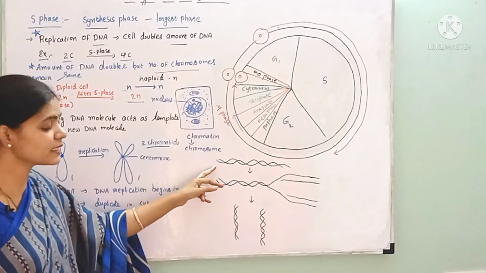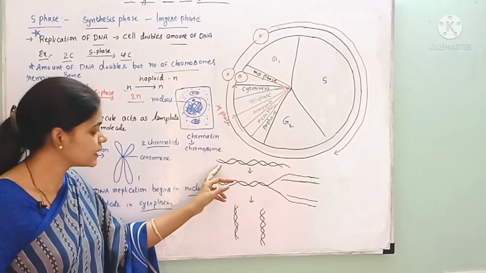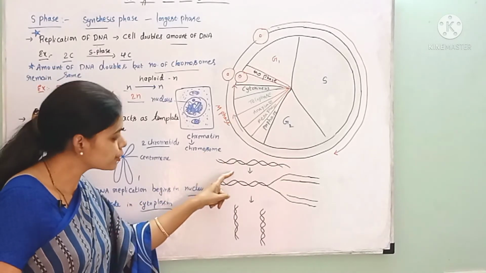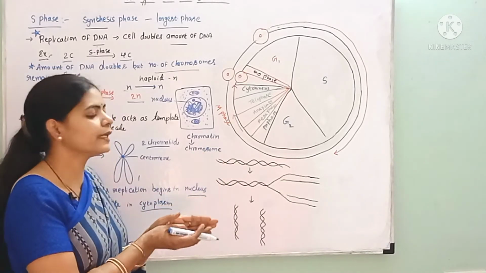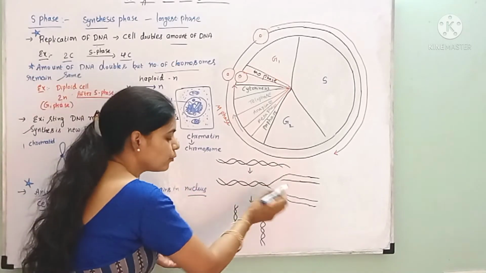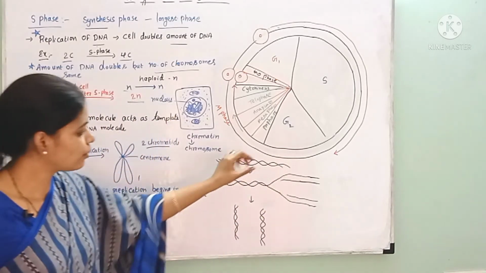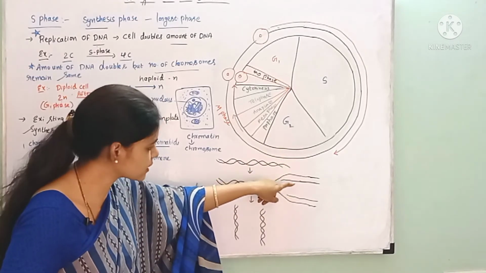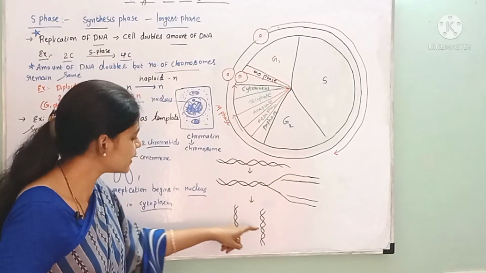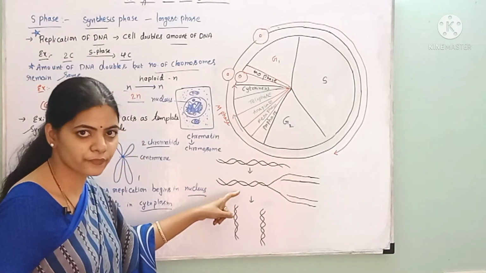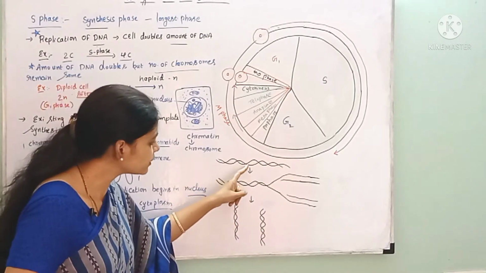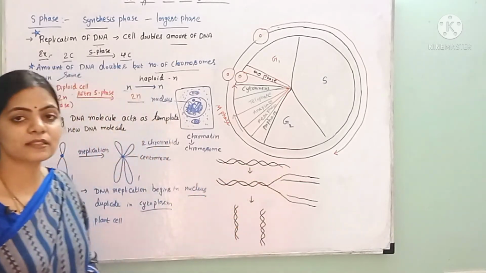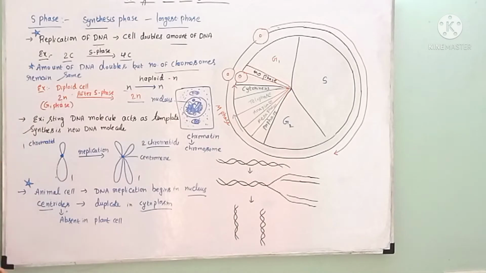Here, this is the existing DNA. The DNA is a double helical structure. It has two strands. During replication, the DNA gets opened and each strand acts as a template. Each strand synthesizes a new DNA molecule. This is a new DNA molecule, and this is another new DNA molecule. So these are the two DNA molecules produced from the one DNA. The existing DNA molecule acts as a template and synthesizes the new DNA molecules.